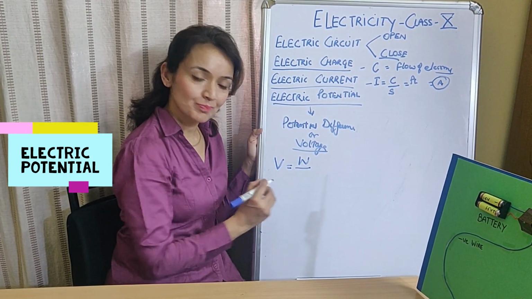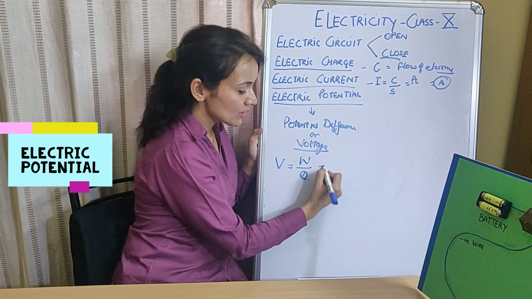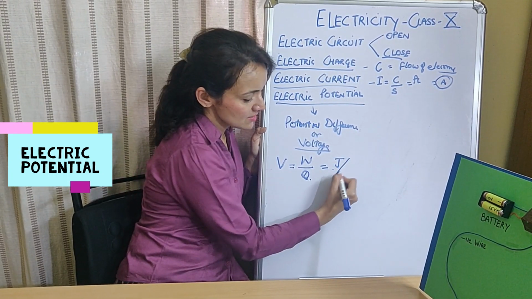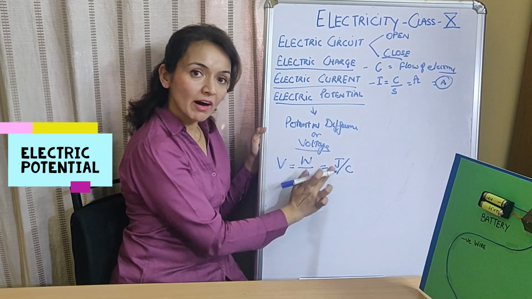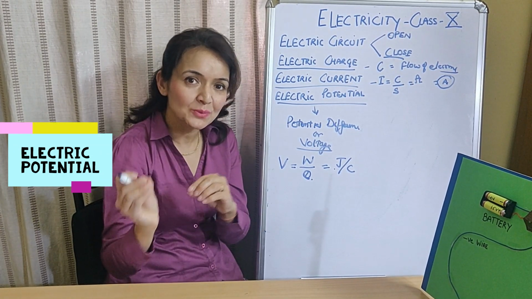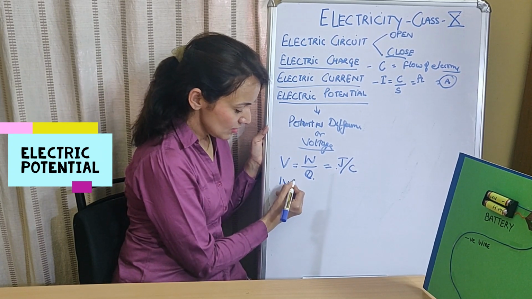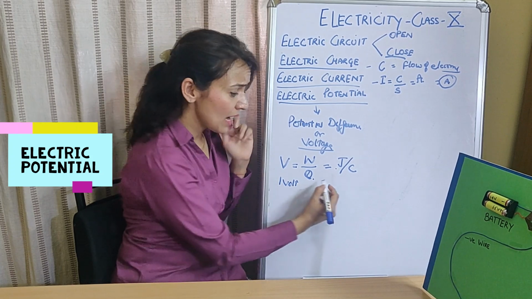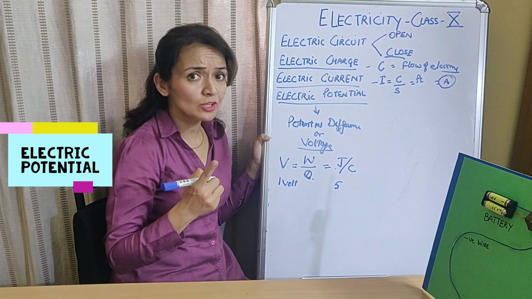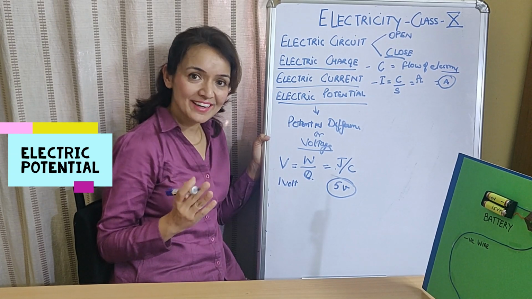Charge is in coulombs, charge Q. So what is work done? Work done is in joules and charge is in coulombs. So if 1 joule of work is done in moving 1 coulomb of charge from one point to another, then the voltage will be 1 volt. And what if I say 5 joules of work is done in carrying 1 coulomb of charge from one point to another? Then the voltage will be 5 volts. Okay, this is very easy.